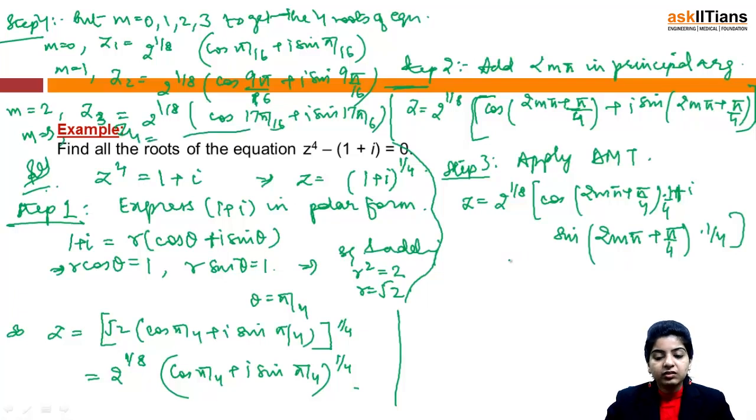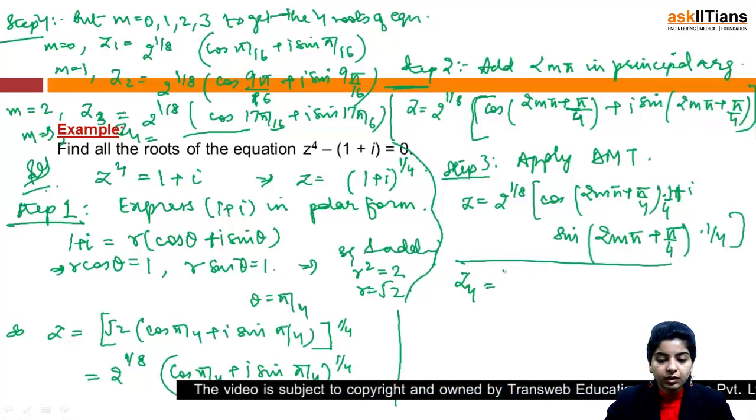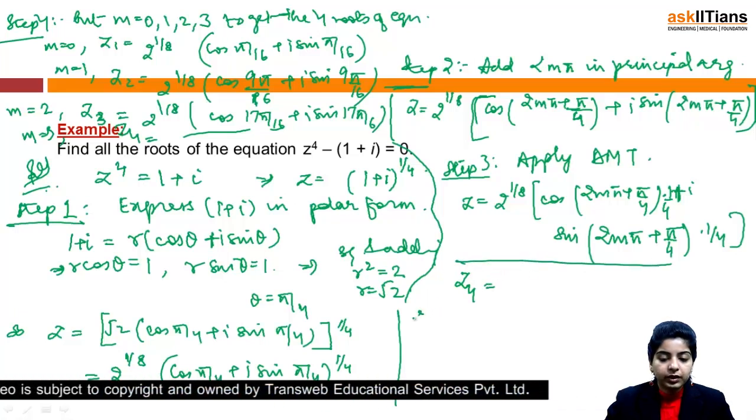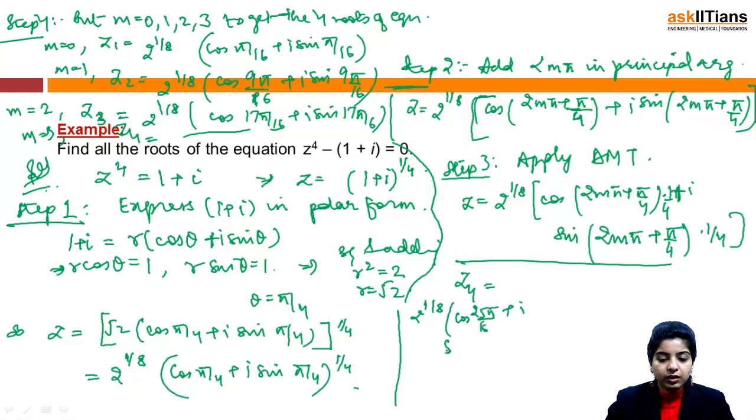So, I'll write it down here. z4 becomes 2 raised to the power 1/8 cos 25π/16 plus iota times sine 25π/16. So this is how you apply De Moivre's theorem to get the roots of the equation.